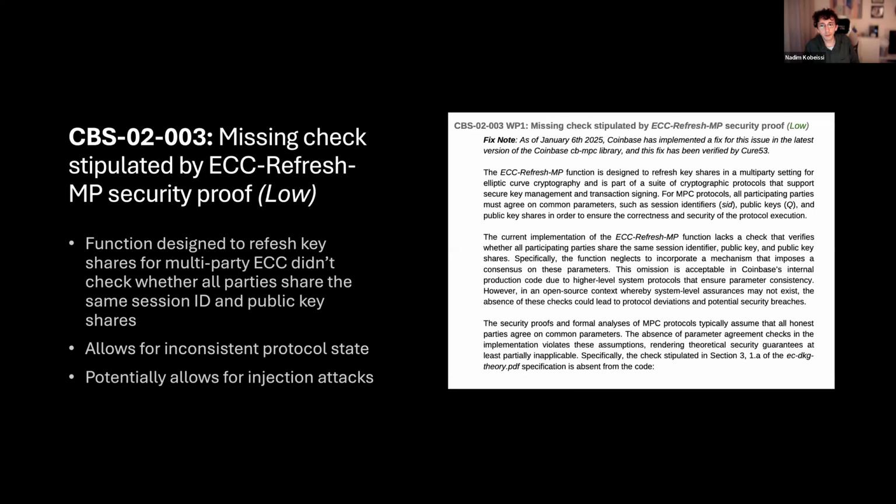And so ECC refresh MP, elliptic curve cryptography refresh multi-party, is a function that's designed to refresh key shares for multi-party elliptic curve cryptography. And it didn't check whether all parties share the same session ID and public key shares. So it didn't check whether there was a consistent protocol state between all the parties. And this would allow for replay attacks and potential state injection attacks, and in general could allow a party to corrupt the session. And so that was a cool finding that we found, and great. There's not really much more to say about this.